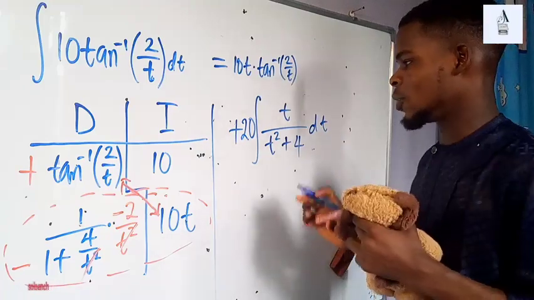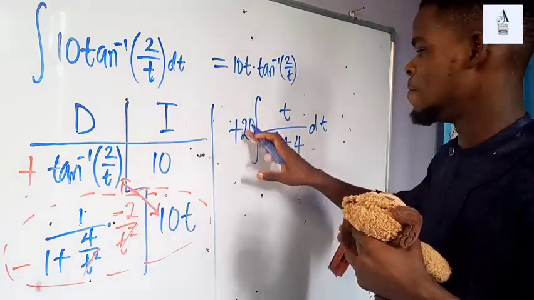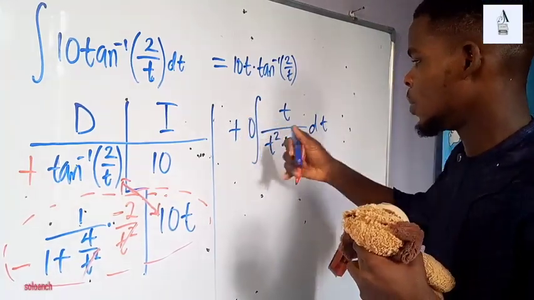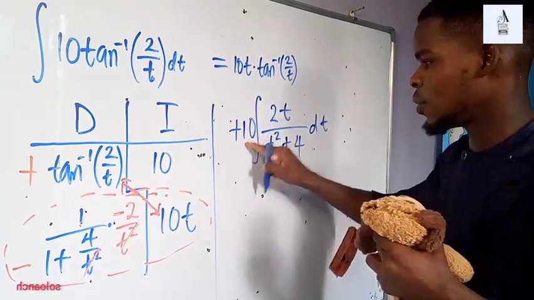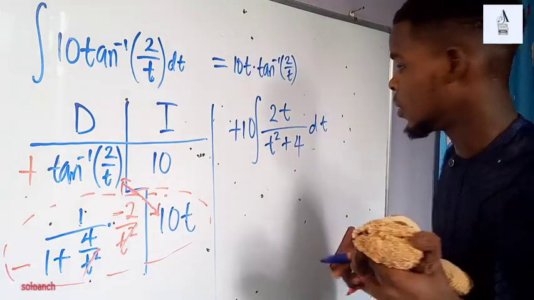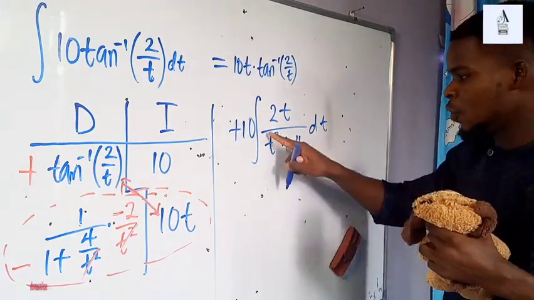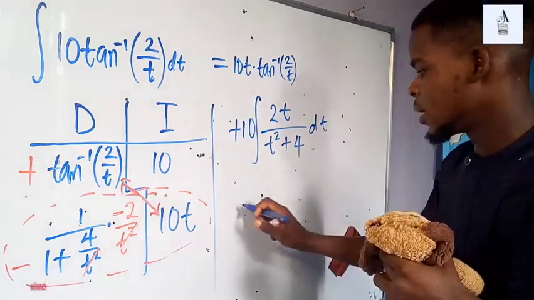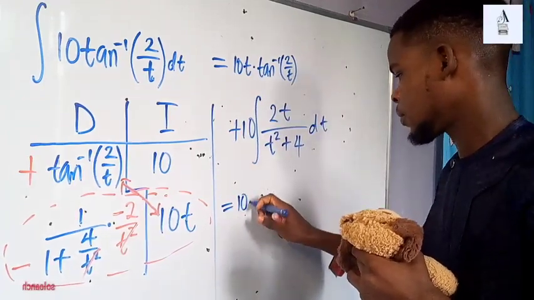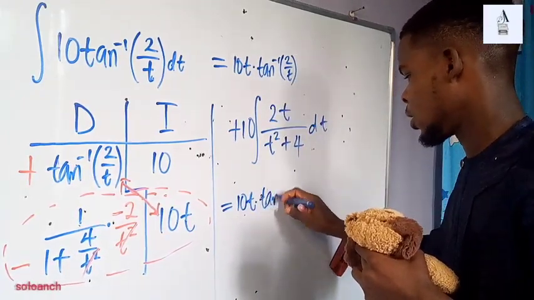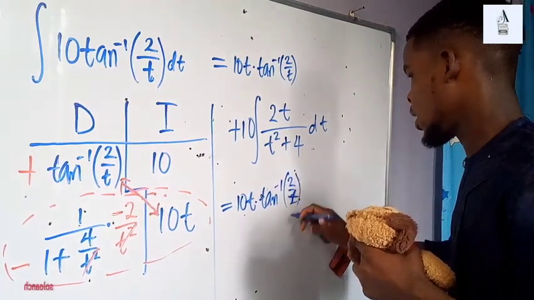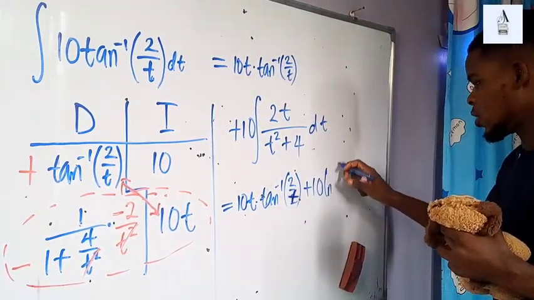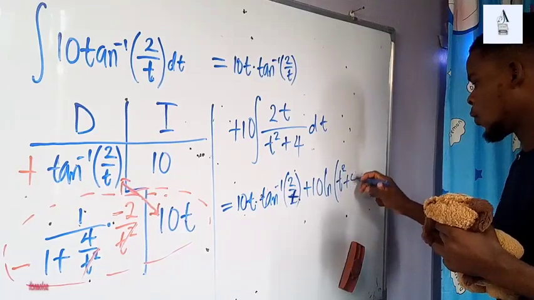Now this is where it's going to be very interesting. This is 20, right? This 20, I can rewrite it as 10 times 2. So let me put the 10 here and then put the 2 here. 10 times 2 is what? 20. The same thing, right? Notice 2t: if you differentiate this bottom, the derivative of this bottom will give us 2t, all right? That tells us that this will become 10t times the inverse tangent of 2t, all right, plus 10 times the ln, or let's say the natural logarithm of t squared plus 4, and we are done.